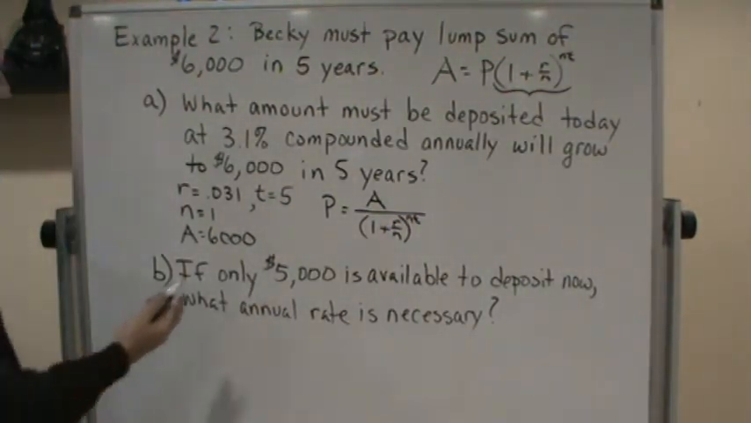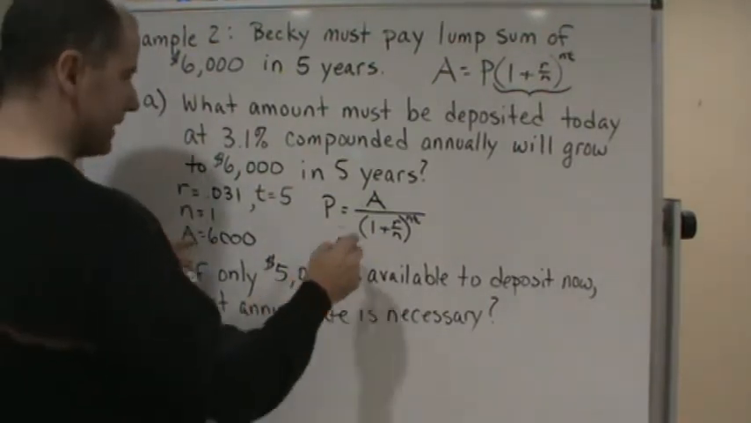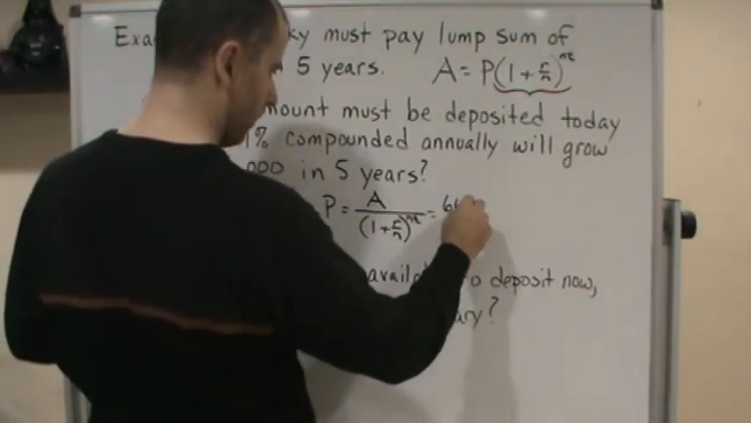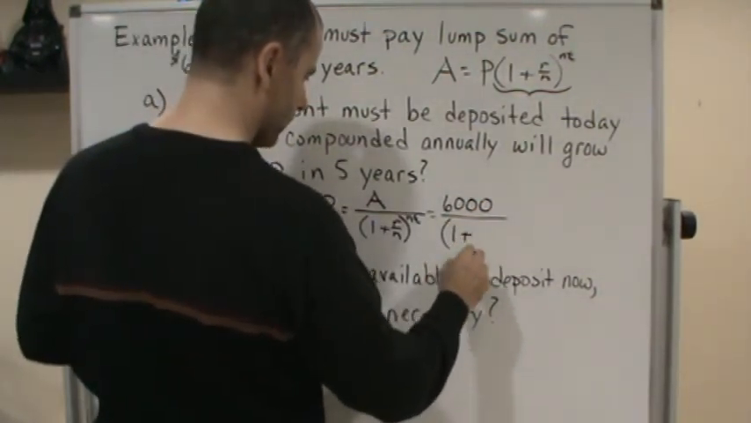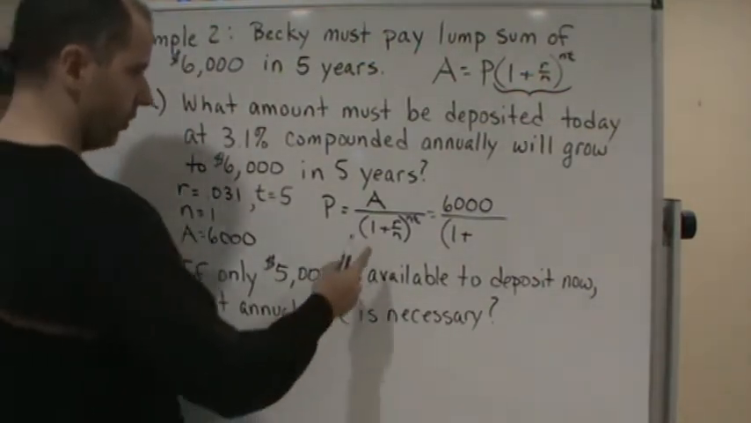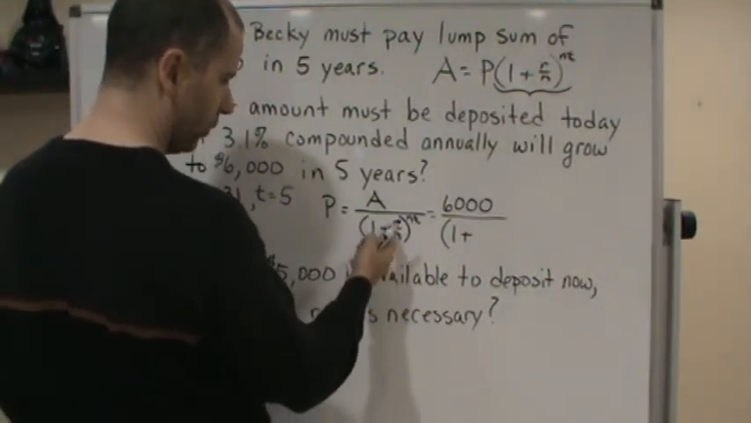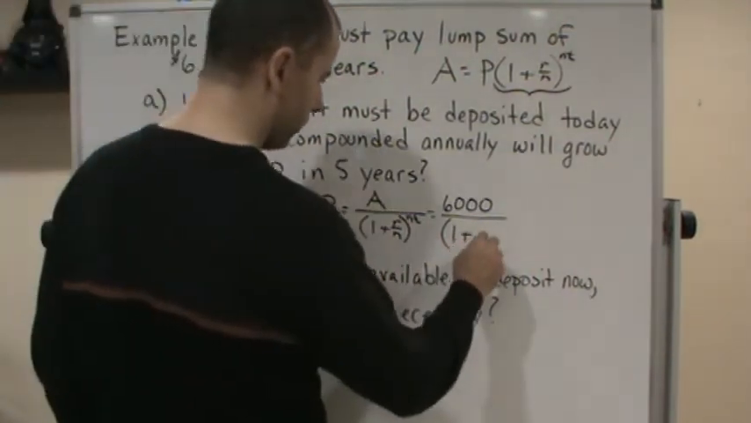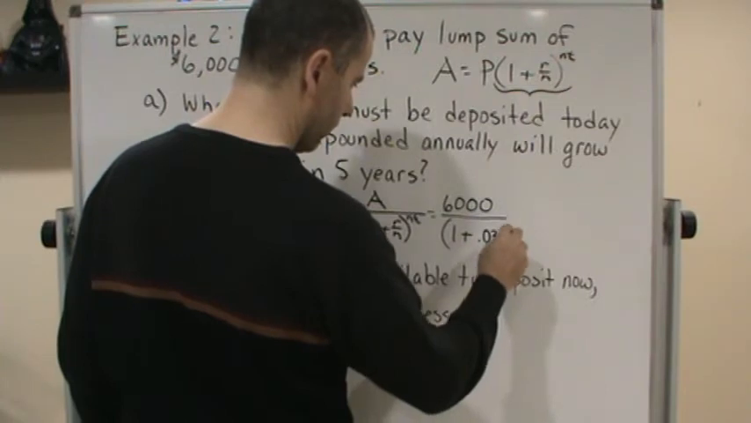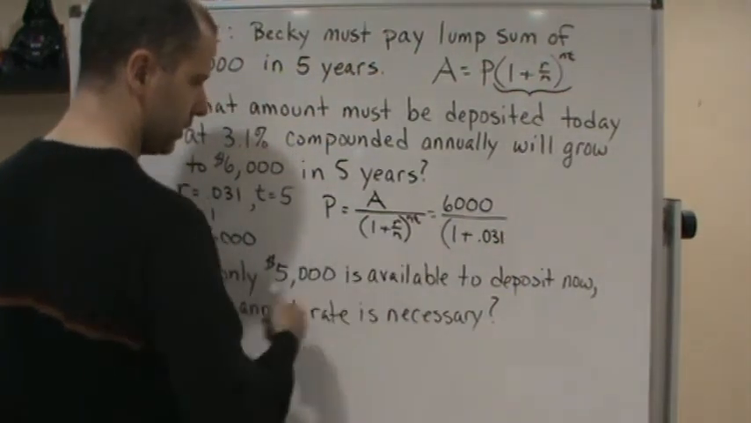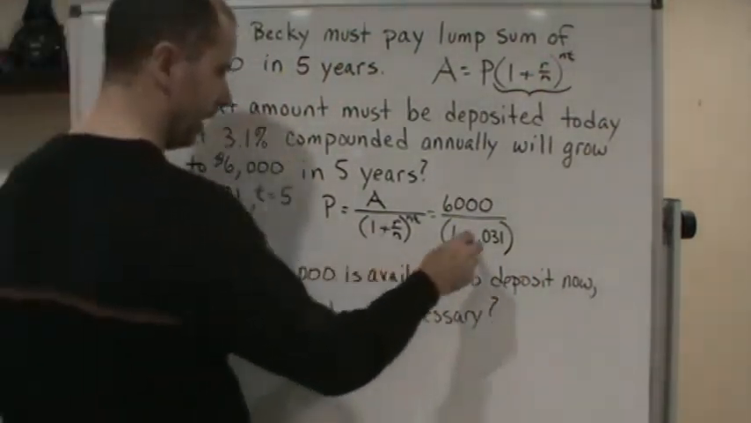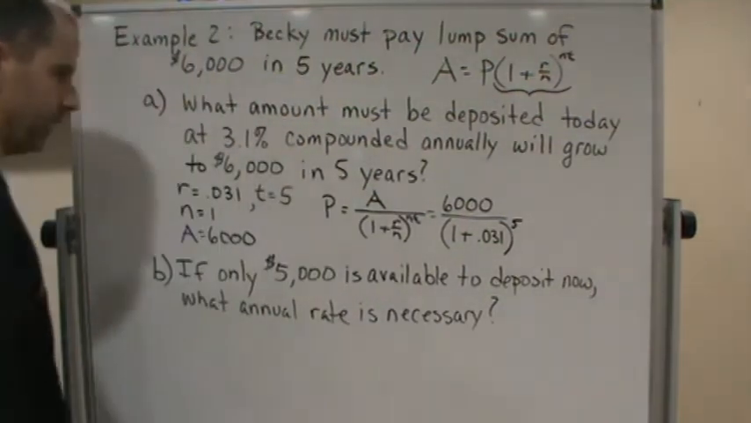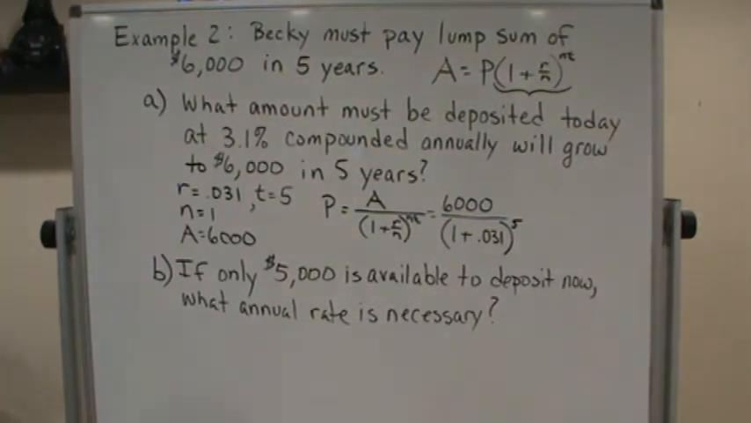And so now what I'm going to do is just plug and chug. So A is 6,000. And then 1 plus, now N is 1. So actually, all I'm going to do is end up with R, which is 0.031, because 0.031 divided by 1 is 0.031. And then 1 times T is just T, so T is 5. So I'm just going to get 5 up here. So that simplifies things. And now, guess what? I'm going to grab my calculator.